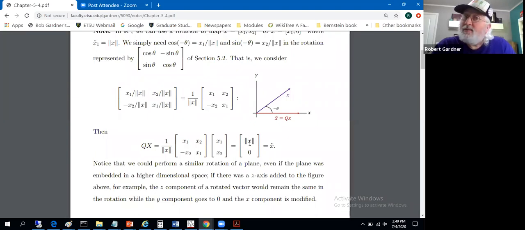If I throw in a z component, then some things get modified. And we'll see this when we look in higher dimensions shortly. But we're taking the x1 component and modifying it as appropriate. So the second component goes to 0, the first component is modified as appropriate, and all the other components, if there are any, are not changed under a rotation within this plane.